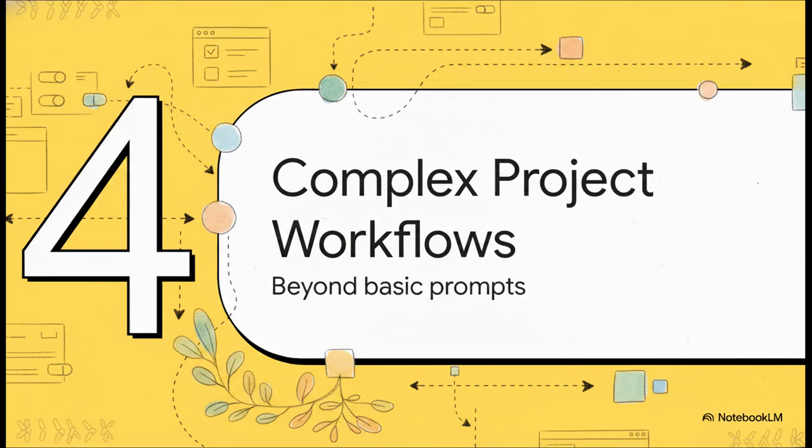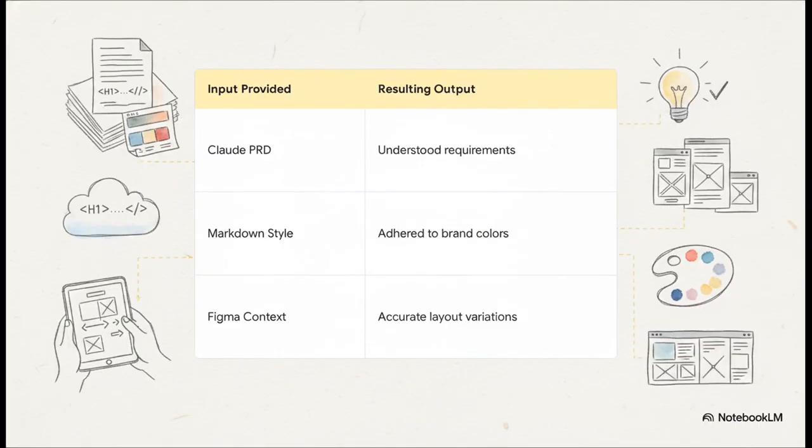Section 4. Tackling complex project workflows. Beyond basic prompts. Okay, basic websites are great, but things get really interesting when we throw this into a complex, pre-established design system. To test this out, we used an accounting note-taking app design that was already in flight. Instead of some basic text prompt, Stitch was fed a product requirements document generated by Claude, along with a raw markdown style guide that laid out the exact typography, colors, and layouts. And the result? Stitch successfully mapped all those highly technical inputs into accurate design variations that actually stayed true to the established brand guidelines. Pretty impressive, right?